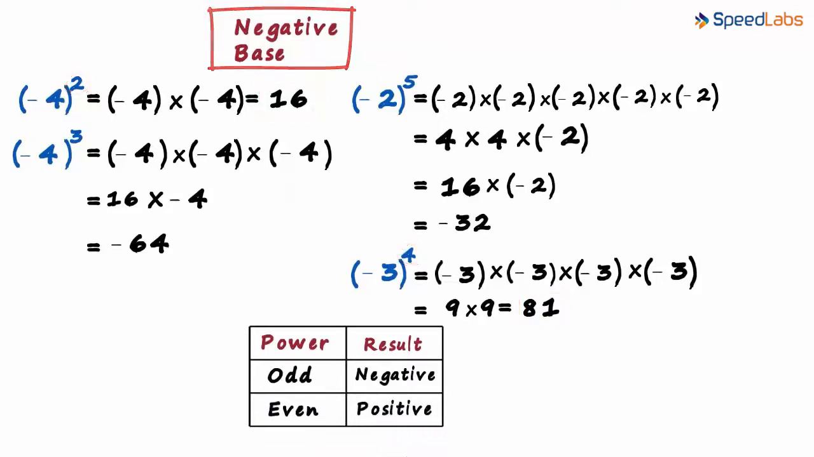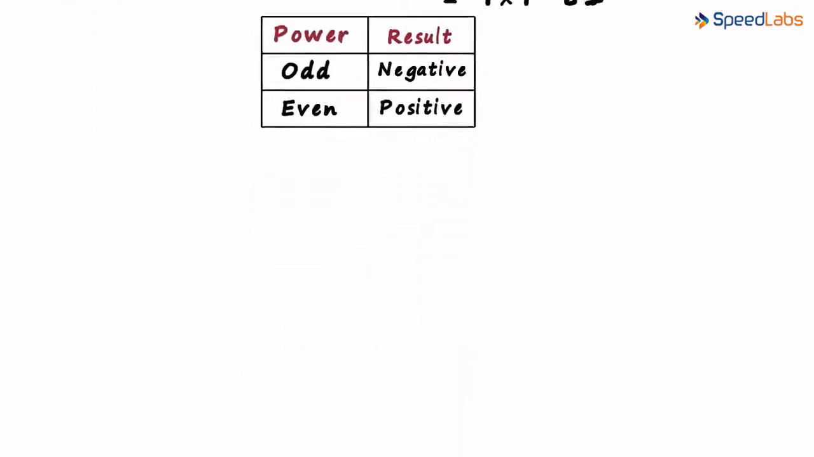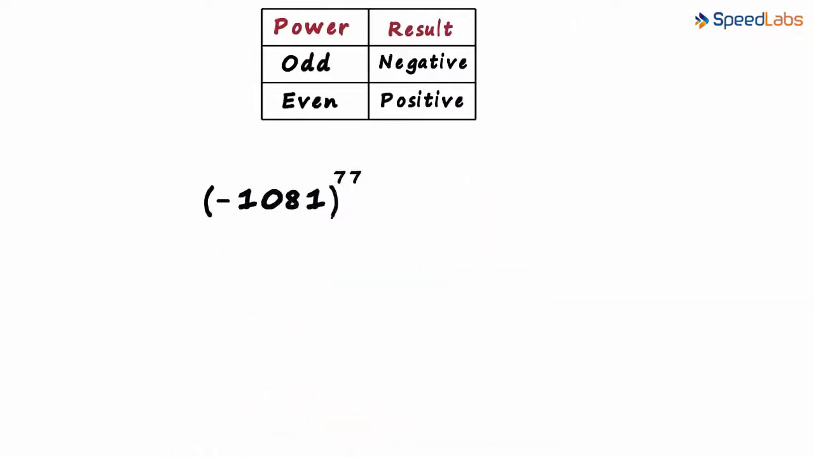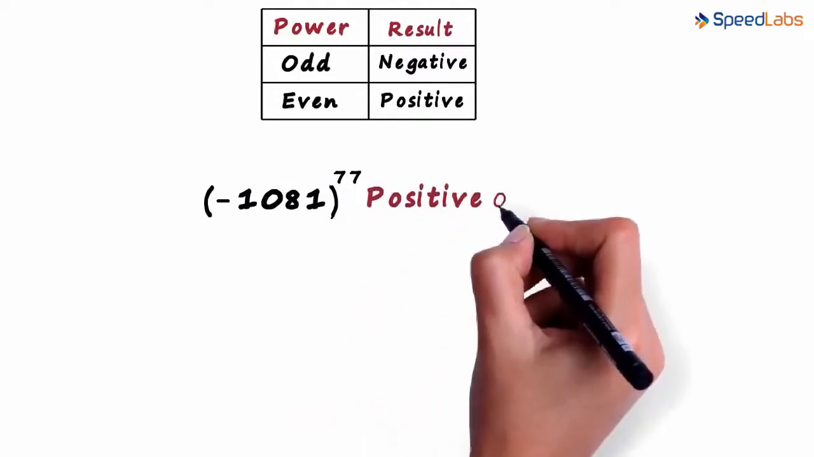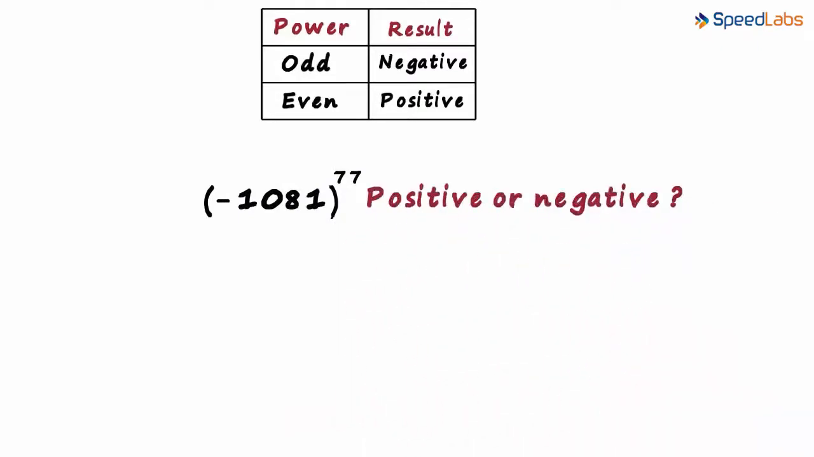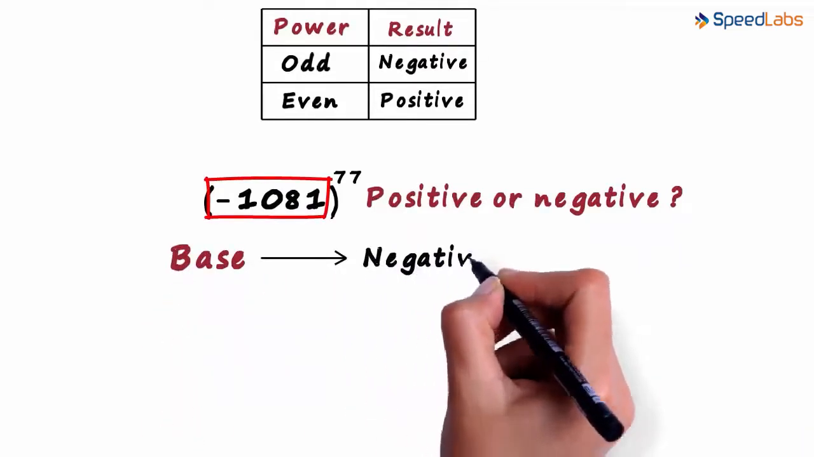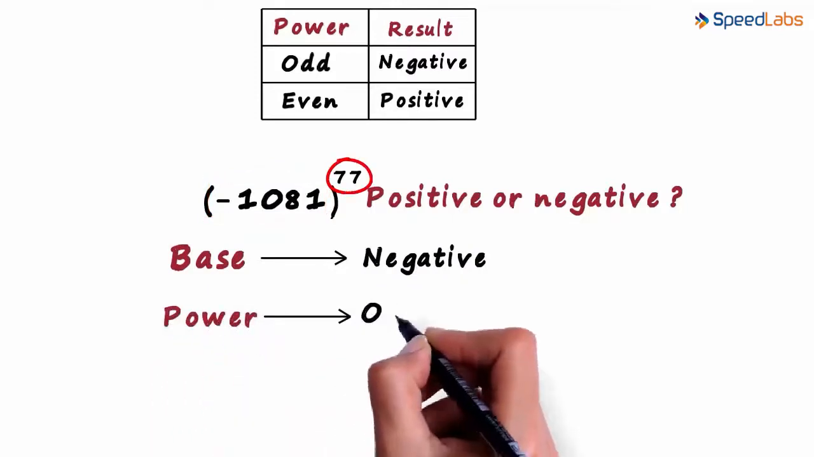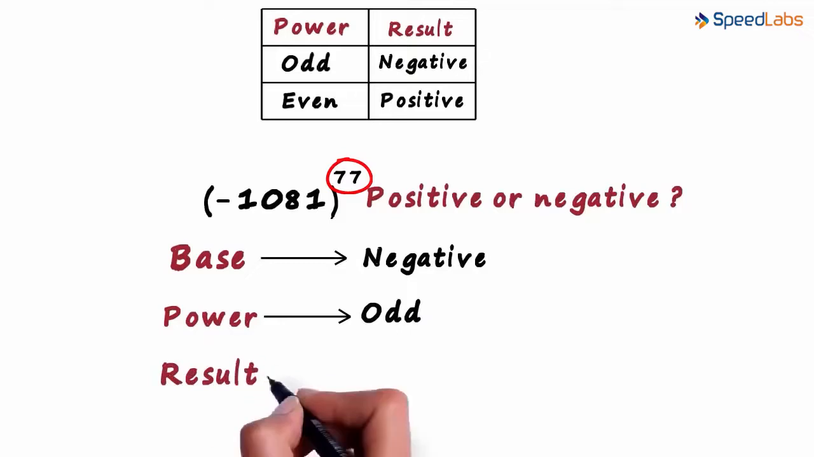Now assume you're asked a question like this. Minus 1081 the whole raised to 77. You are asked if the result is positive or negative. The first thing we should observe is that the base is negative. Next, we look at the power. The power is 77, which is odd. Hence, the result will be negative.